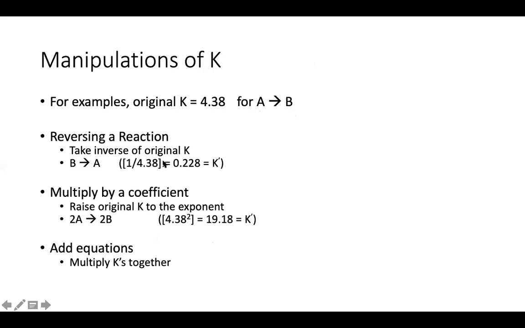Okay, so reverse reaction: you're going to take the inverse of K. Multiply by a coefficient: you're going to raise your old K to that coefficient. And then when you add your equations, you're going to multiply your Ks.